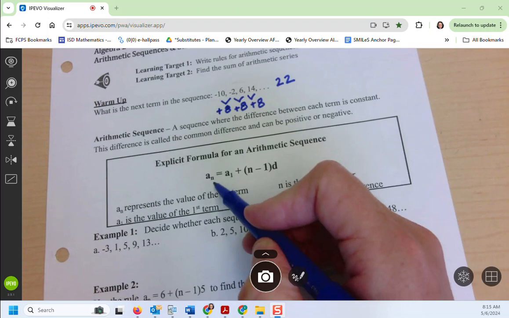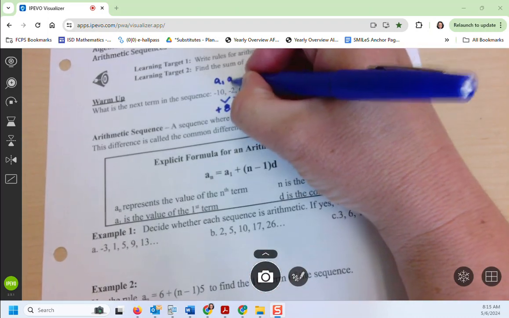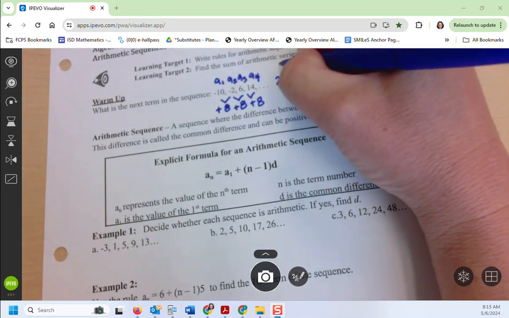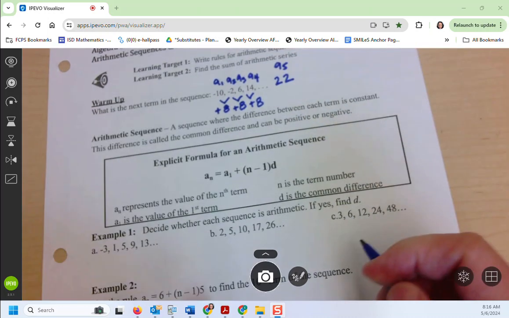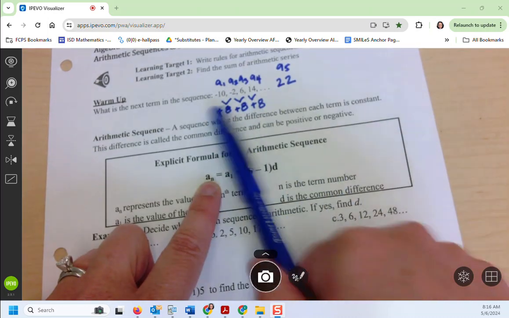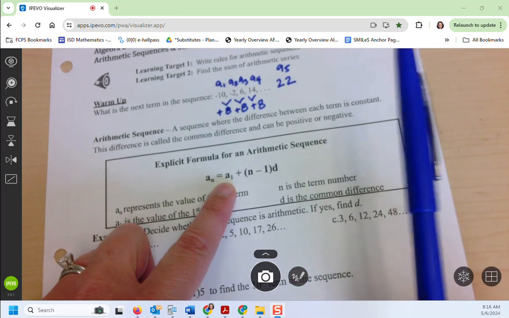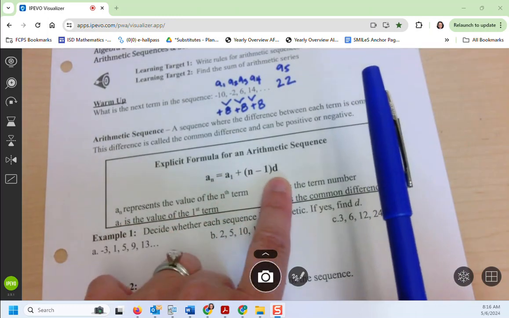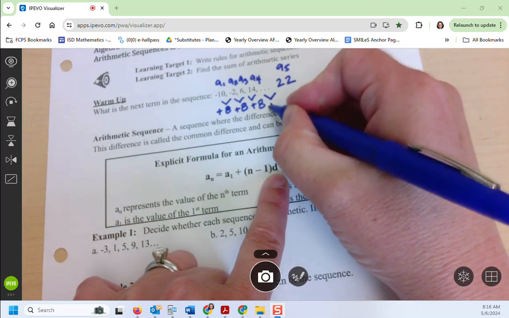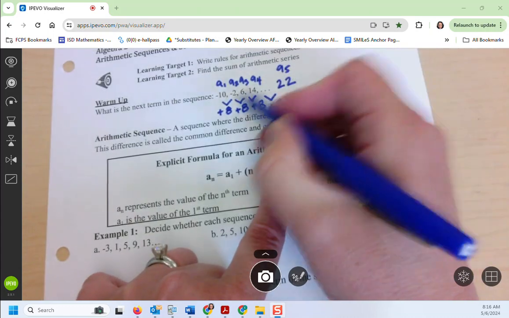So a sub n would be the nth term. If this is a sub 1, that would be the first term. A sub 2, a sub 3, a sub 4, and then this one here is a sub 5. If I'm trying to find the 5th term, and I didn't know all of the terms in between, I could start with the first term, a sub 1, negative 10, and add d. d is the amount that you're adding each time. See how I'm adding 8 each time? And I forgot that I added it one more time here. I add 8, not 5 times, but 4 times.